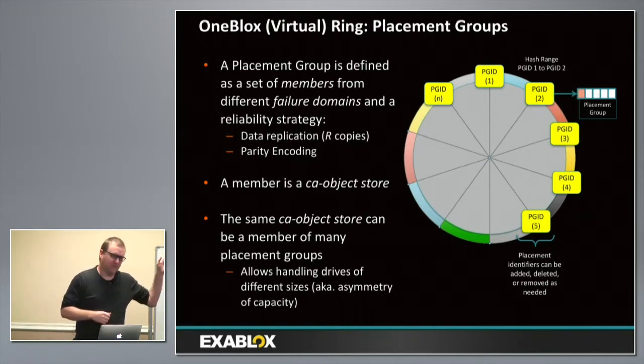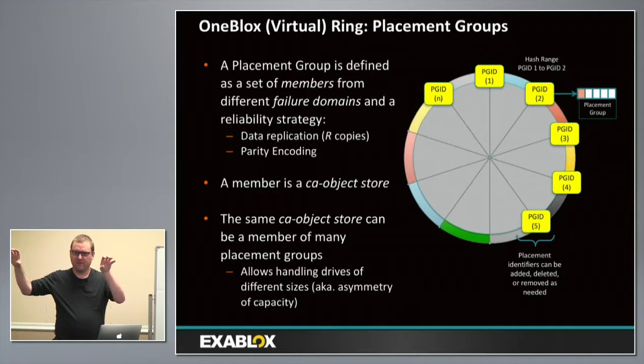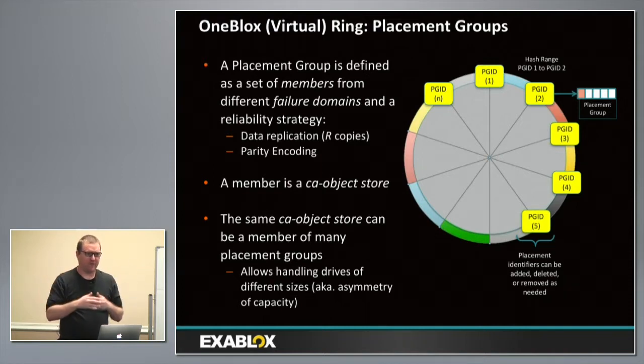So ownership is still defined by the ring, but now we have a group that we can spread across different failure domains. The best case example is I have 3 servers. What we're ensuring is when we actually place the data in that group, a member is going to be from each different server. So if one server goes offline, we can still get to the data.